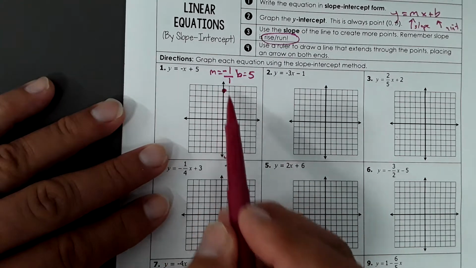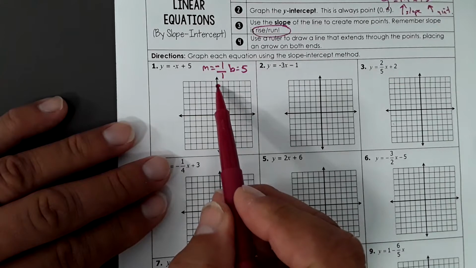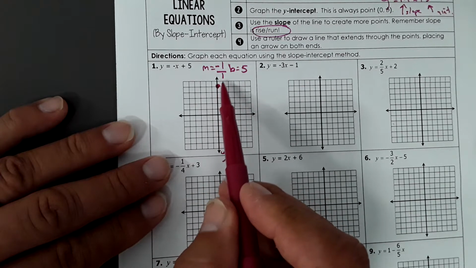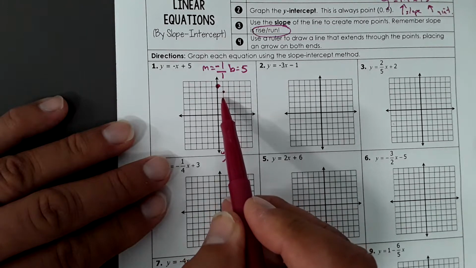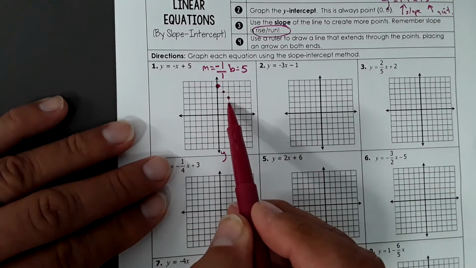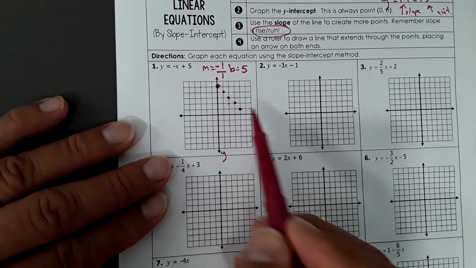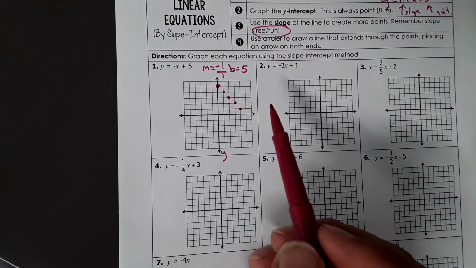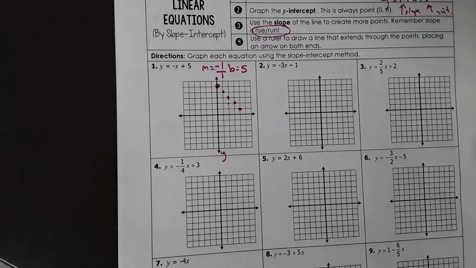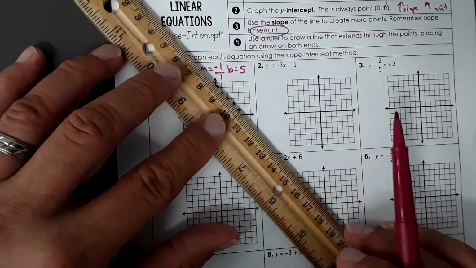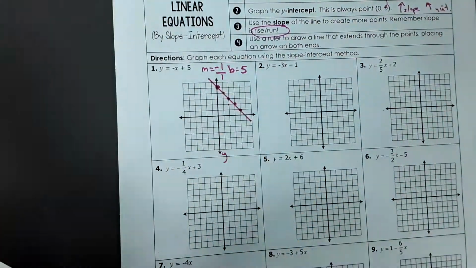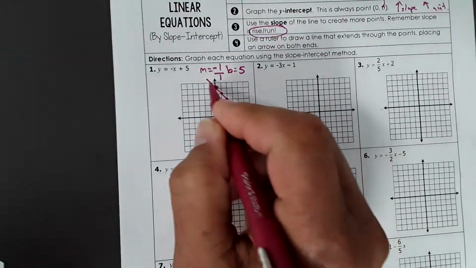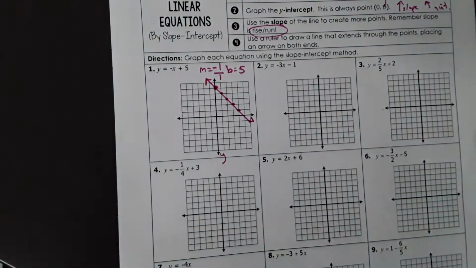Then from that point, I'm going to use my slope, rise over run, to find additional points. So from this point, don't go back to the origin anymore. Start from here. I'm going to rise -1, that means go down, and I'm going to run +1, which means go to the right. -1, +1, -1, +1, -1, +1. And then once you get a few points that you're able to see where the line would be, then go ahead and just connect them on both sides. And then make sure you draw your arrows, which means this line goes on forever.